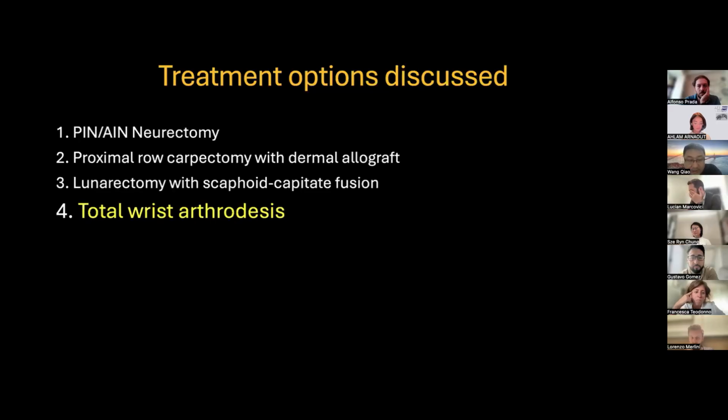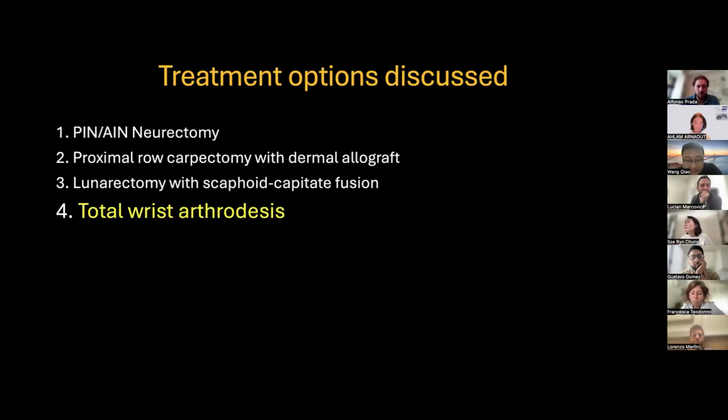First is relatively more conservative. It's just to do neurectomy for the PIN and AIN, just for the pain, but it has nothing to do with the joint and the structure. Then another choice we offer is a proximal row carpectomy and the use of some form of dermal allograft for the carpal space, just to maintain the space.